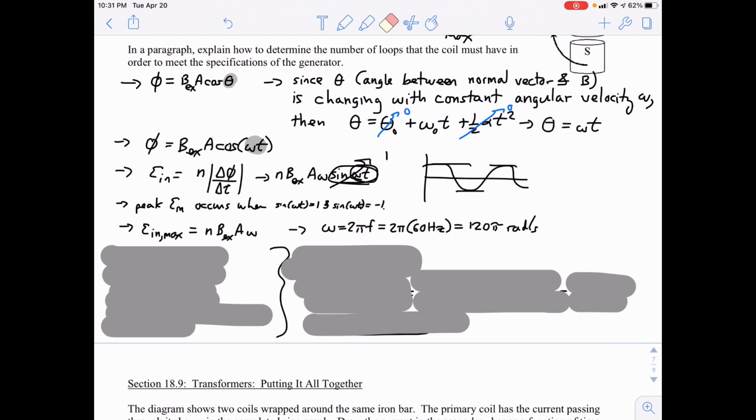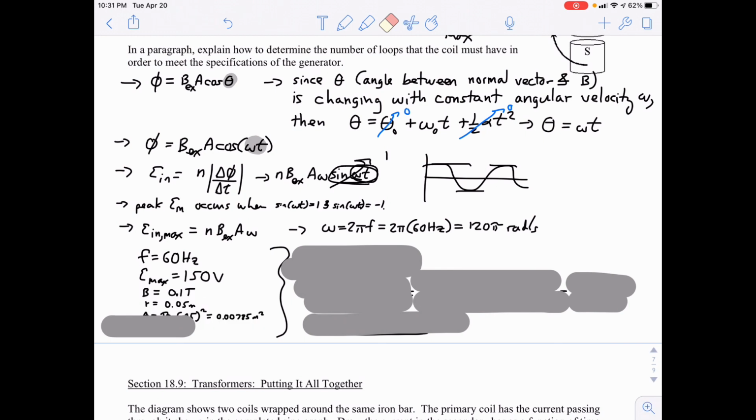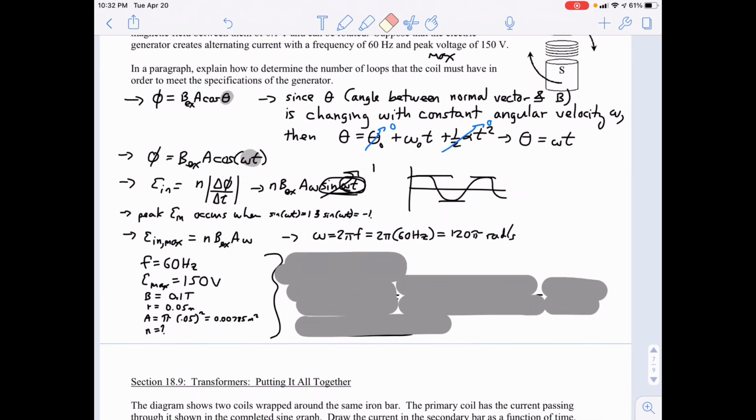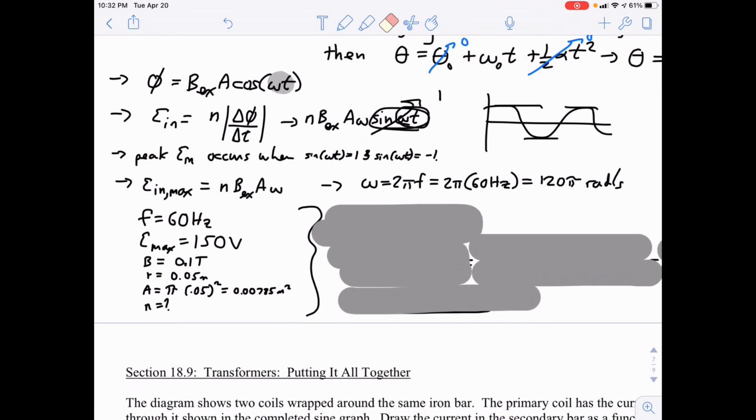Now, we spoke earlier that omega is the angular frequency, which is 2 pi times the actual frequency of 60 hertz. So 60 times 2 pi is 120 pi radians per second. The other variables would be listed here. The maximum EMF is 150 volts. The magnetic field is 0.1 Tesla. The radius of the loop is 0.05 meters, which means the area would be pi times 0.05 meters squared, which is 0.00785 square meters.